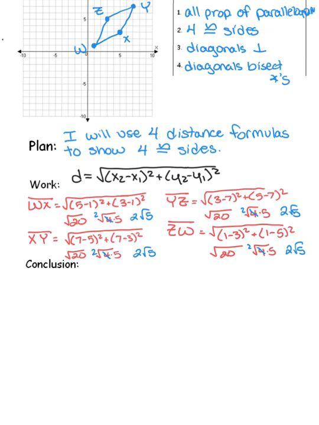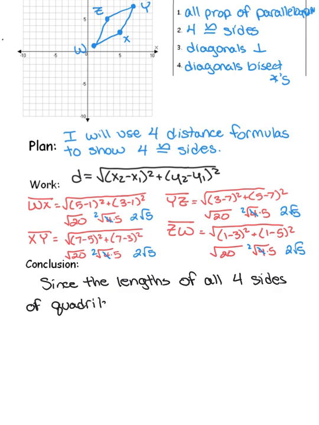Now, if we look at all the work that I just did, I notice that all 4 sides are the same length. So when I do my conclusion, what I'm going to write is, since the lengths of all 4 sides of quadrilateral WXYZ are all, and you can write either radical 20 or you can write 2 radical 5 because I simplified the radicals. So you're just going to pick one of those.